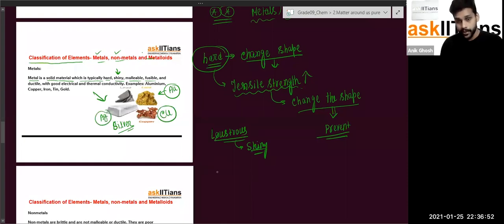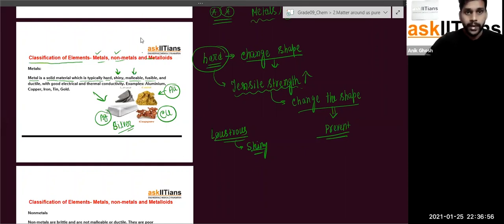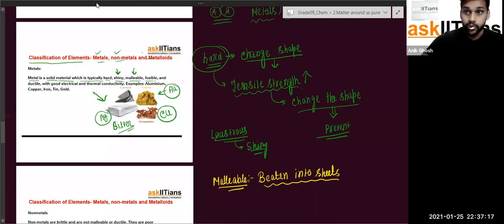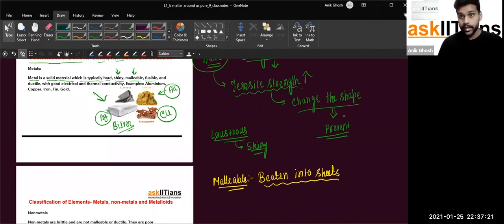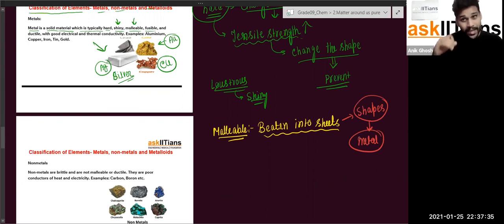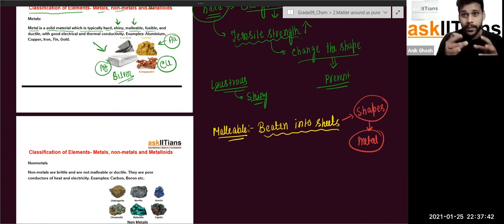They are malleable. What do you mean by the word malleable? The word malleable means metals can be beaten into sheets. So when we can beat a metal into sheets, that is called malleability. I think you have seen that we give shapes to metal objects, isn't it? Think about it. All the things in our house are made up of metals, and they have different types of shapes as well. If you just hit it, it would be beaten into sheets.